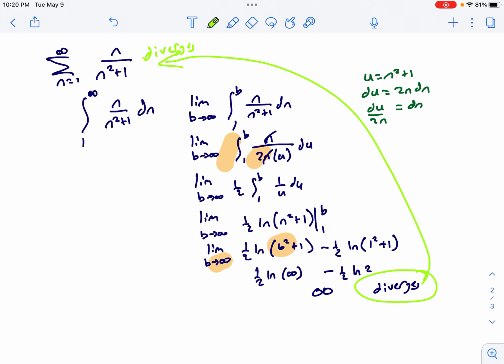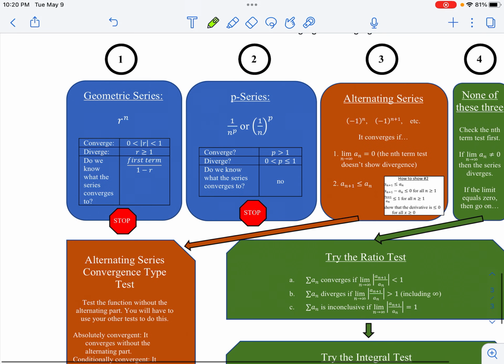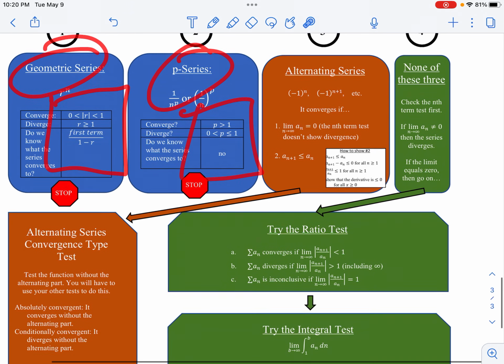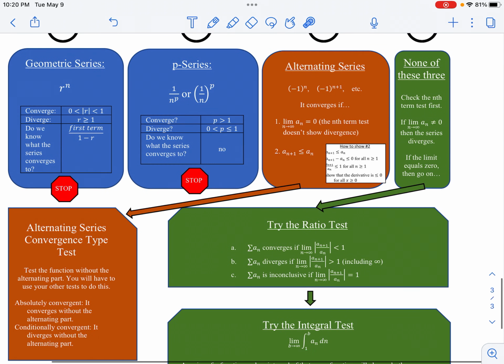It's a lot of work. Definitely not our first choice. May not have even been our first choice on this particular problem. But that's okay. Here we go. Where are we at? So what have we done so far? We've learned about a geometric series and p-series. If you can identify your series as one of those two, they have specific rules that are pretty quick and easy. We're not quite up to alternating series yet. We'll get there soon. But if it's none of those three, you check the nth term test.